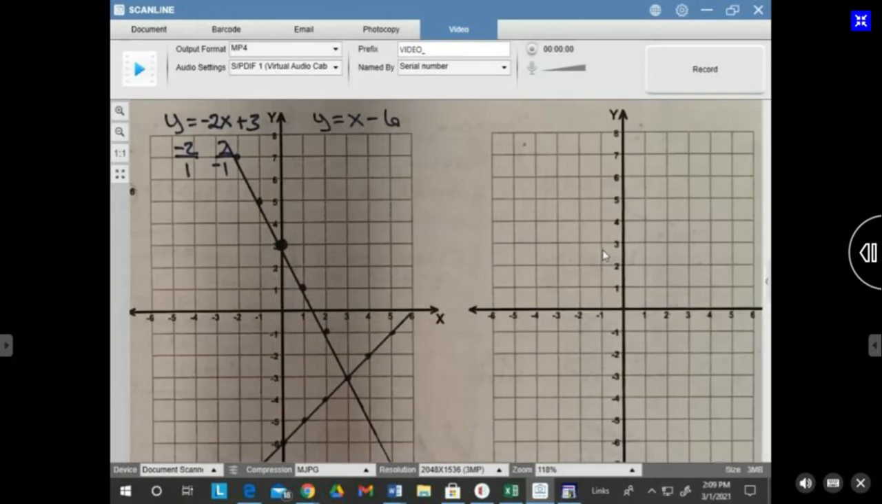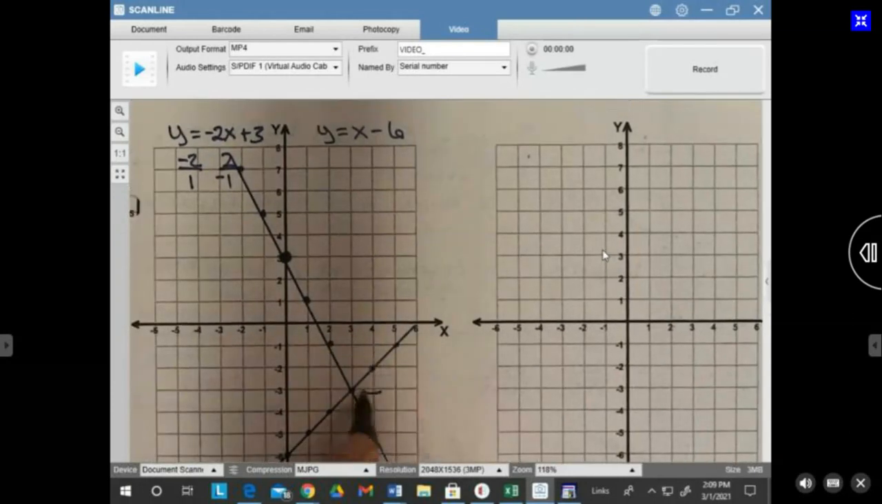What's my solution, guys? It looks like my x is 3 and y is -3. Look at your paper. I didn't get the first line. Oh, we started with -6.